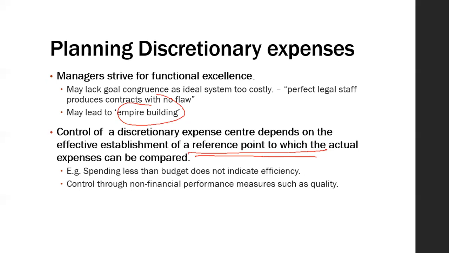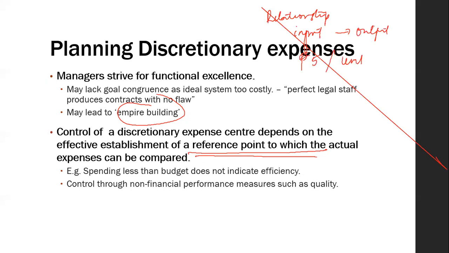In an engineered expense center, there is a relationship between input costs and output, right? So for example, you will spend 5 pesos for every unit. That is the relationship. So if you're able to produce the same unit at 4 pesos, that's positive. Right? Because you got it at a cheaper price versus the standard.